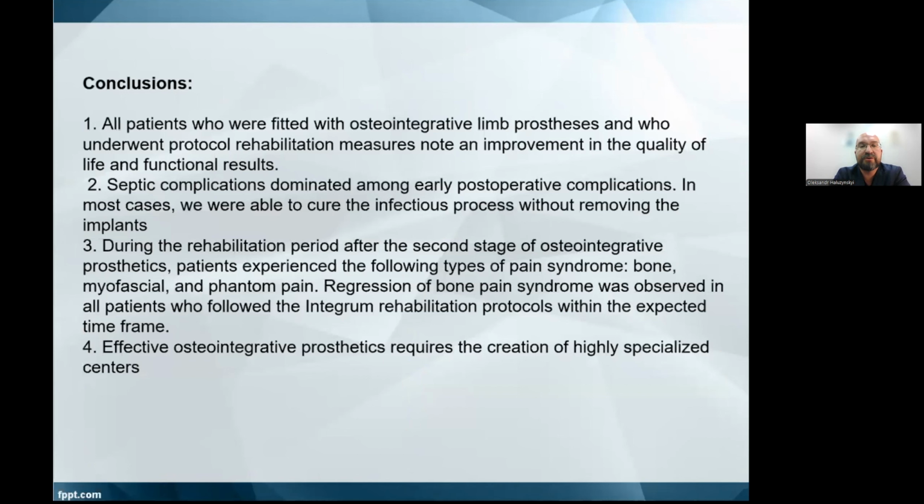Conclusions. All patients who were fitted with an osseointegrated limb prosthesis and who underwent protocol rehabilitation measures noted an improvement in the quality of life and functional results. Septic complications dominated among early postoperative complications. In most cases, we were able to cure the infectious process without removing the implants.